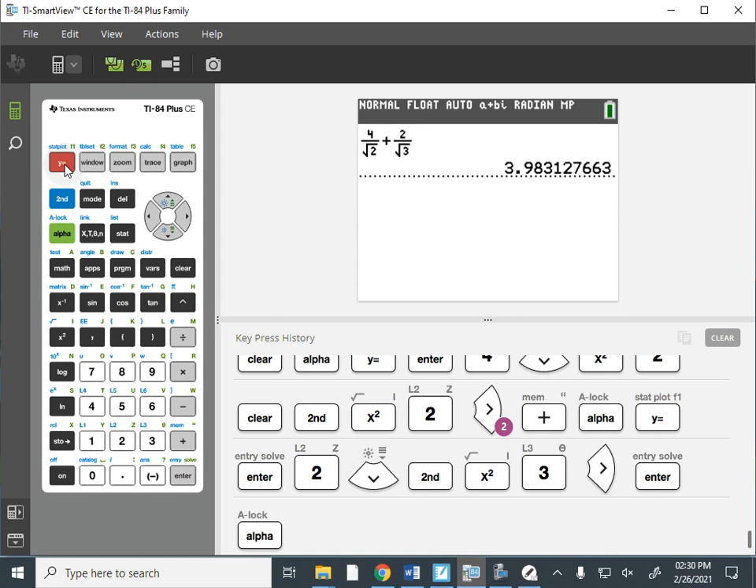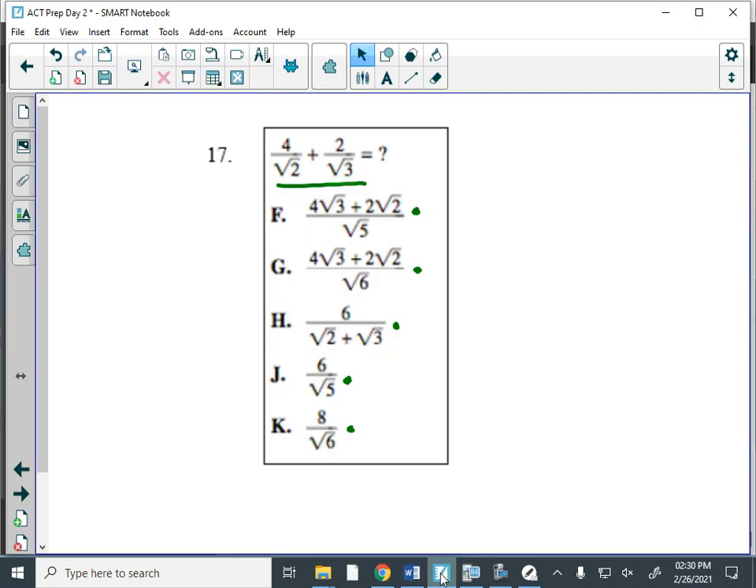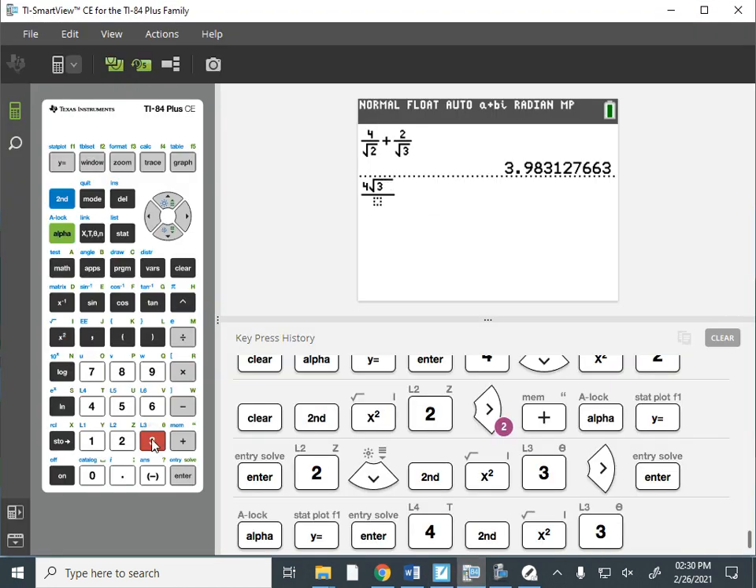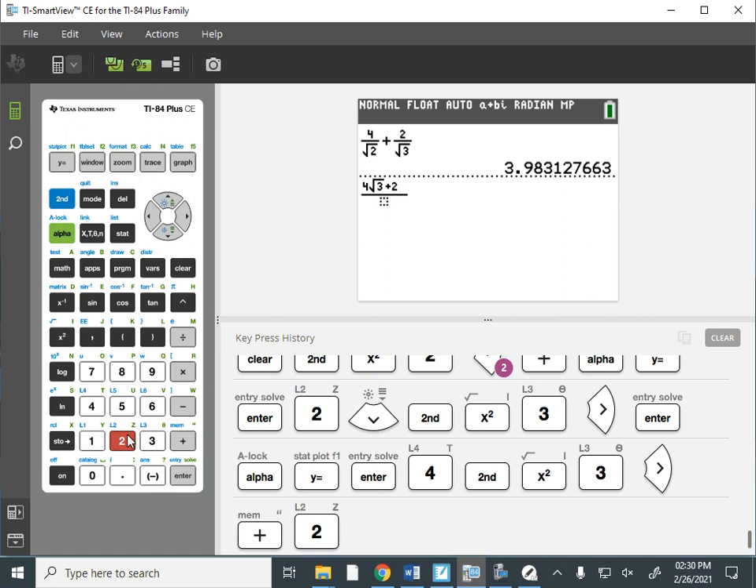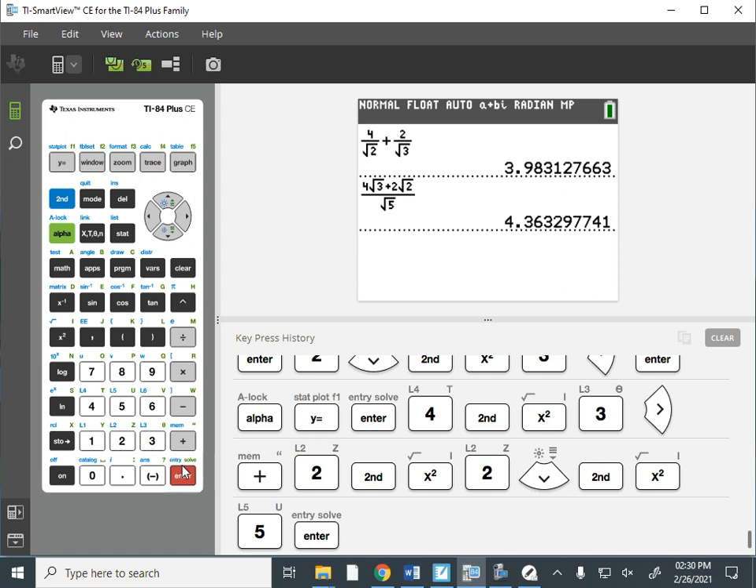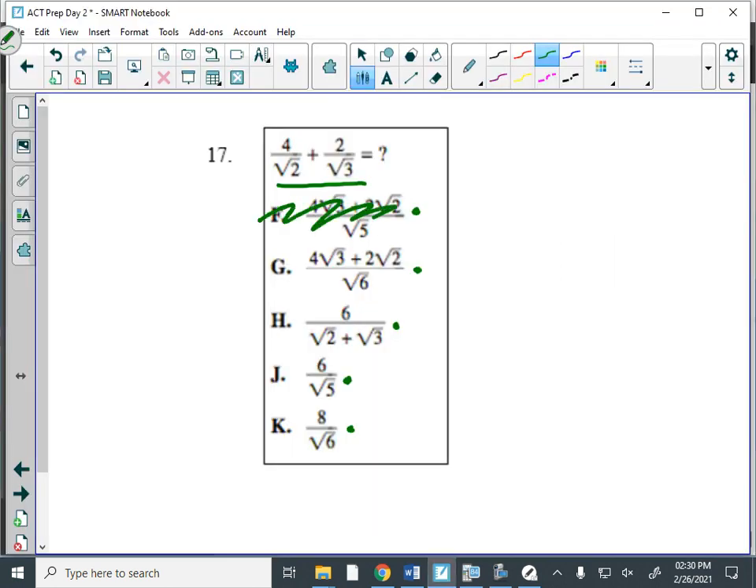So alpha y equals enter. 4 radical, what was it? 3 plus 2 radical 2. Arrow out. Plus 2 radical 2. Arrow down. Divided by radical 5. We did not get the same decimal. Not our answer. Scratch that one out.